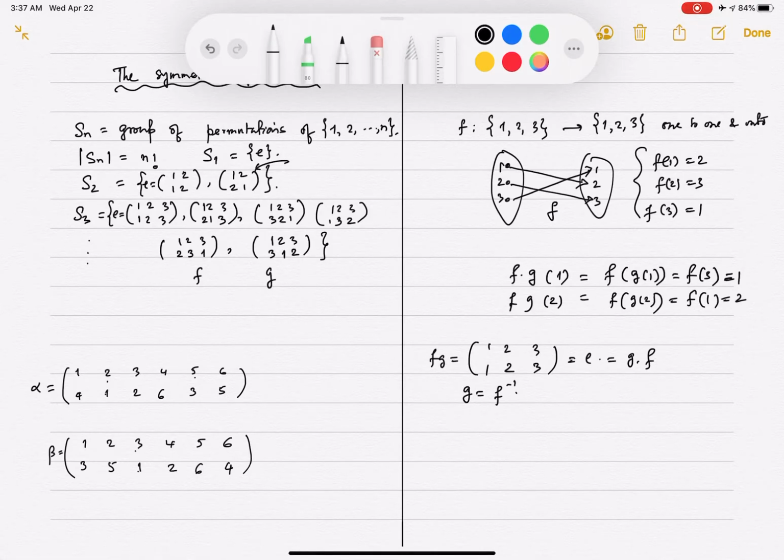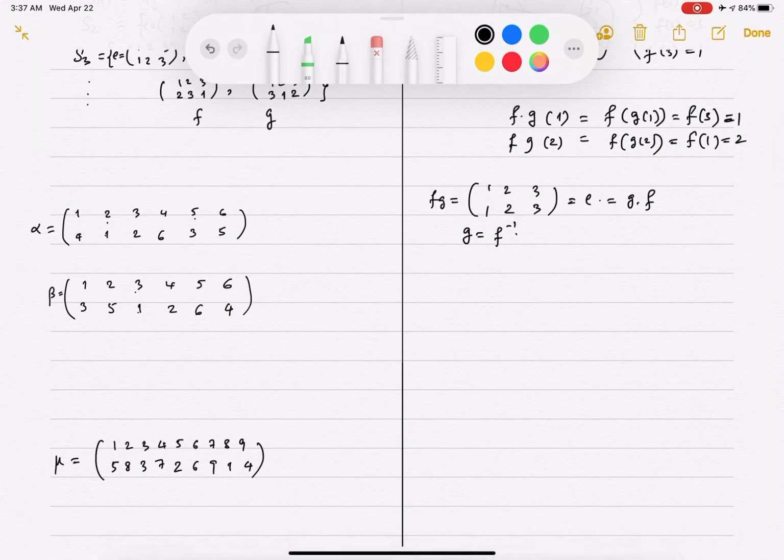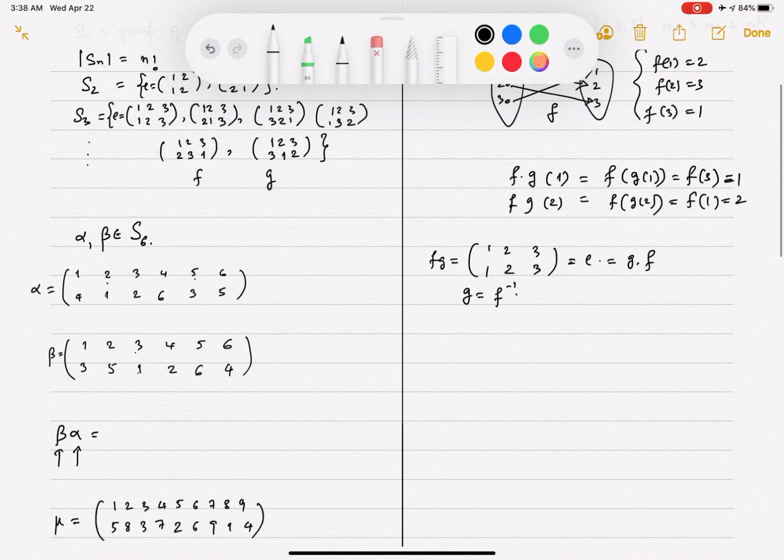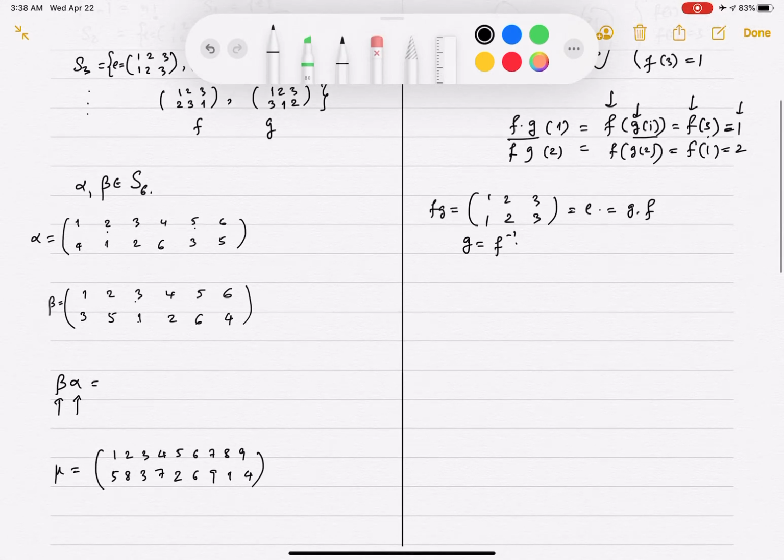That's how multiplication works. Here are two elements of S6, something bigger. When I multiply them, beta alpha, you have to remember I'm applying alpha first and then I'm applying beta. Look here. When I'm doing fg, I'm taking 1 and then applying g first and then applying f, right? When you applied g, you got 3, and then you applied f, you got 1. So you write it beta alpha, but it's really first apply alpha, then apply beta. Please remember that.